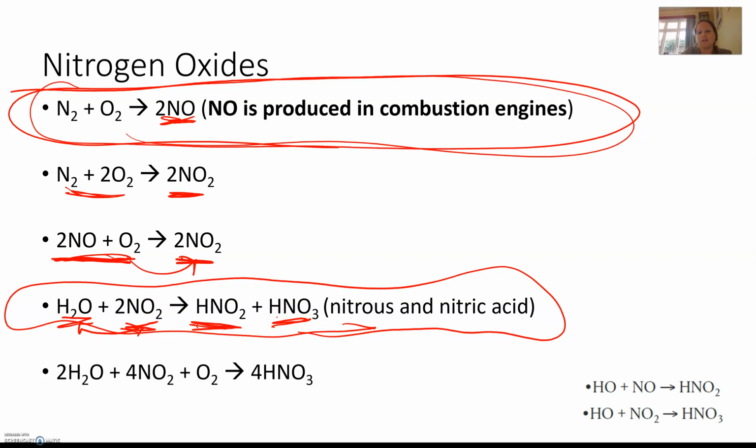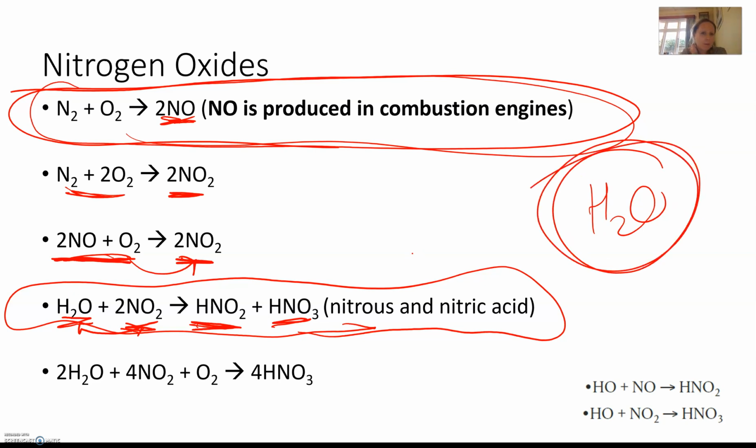So I guess the main thing to remember here is water, that for acid deposition, there needs to be some form of water, whether it happens in the sky or it happens on the ground. Those substances have to react with water, and they produce your strong acids that you've seen before. So nitric acid is a strong acid that's produced from this. Nitrous acid you might be less familiar with.